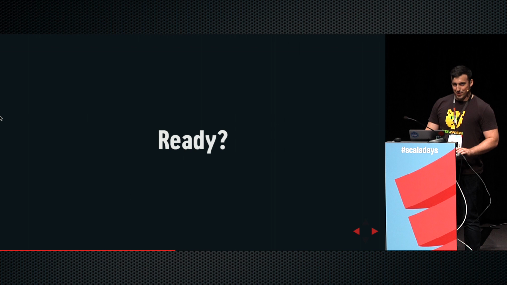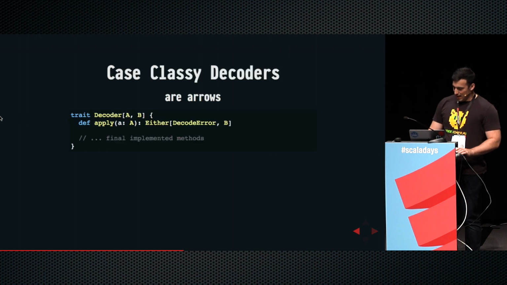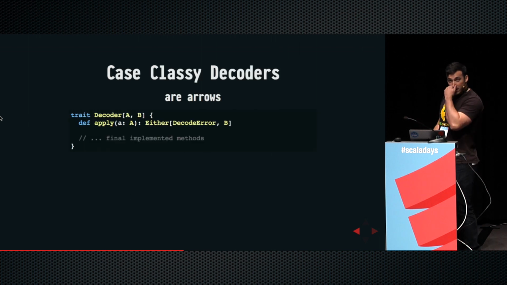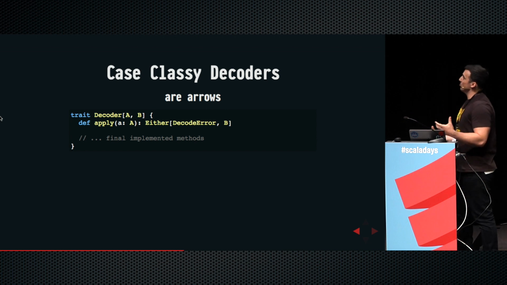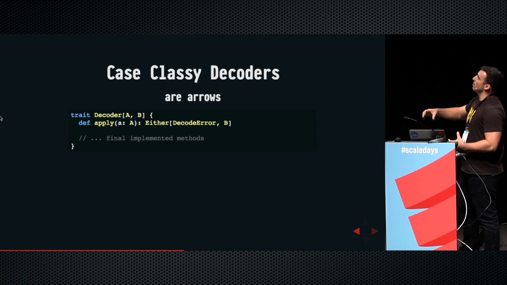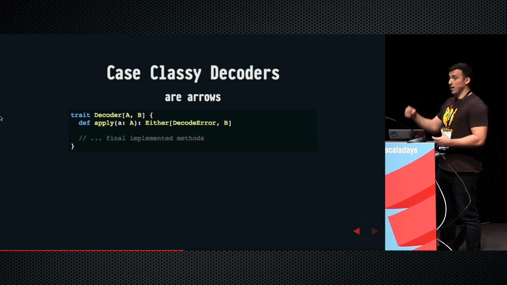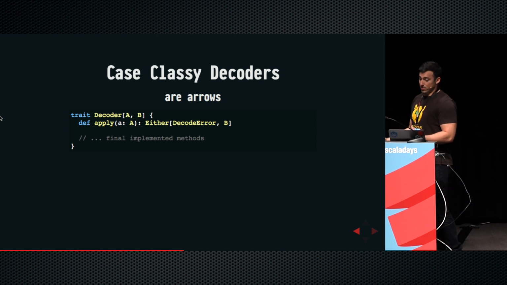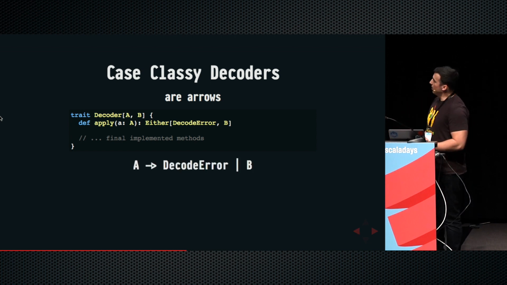All right, I think we're ready. So arrows in case classy: the most fundamental part of case classy is Decoder, which is an arrow from some input type to either a decoding error or a desired result type. In arrow notation, this would be A to DecodeError or B.